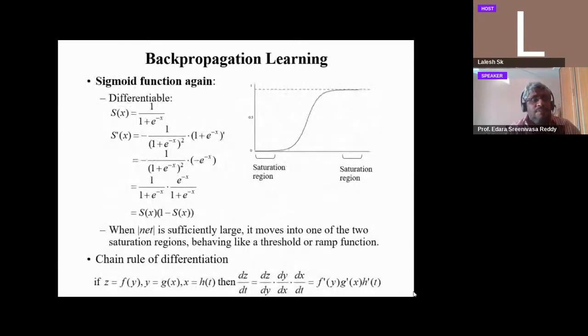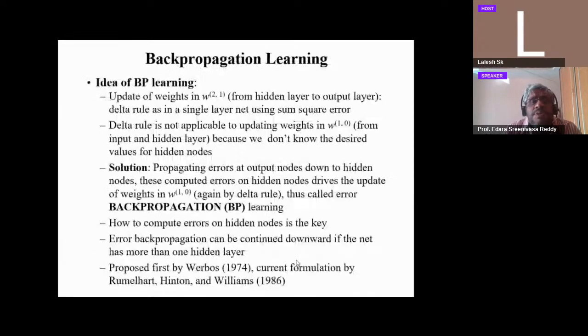It's the chain rule. Dou Z by dou T. That's why only I explained. I am explaining simple mathematics also to understand these algorithms and the equations. Dou Z by dou T is dou Z by dou Y into dou Y by dou X into dou X.